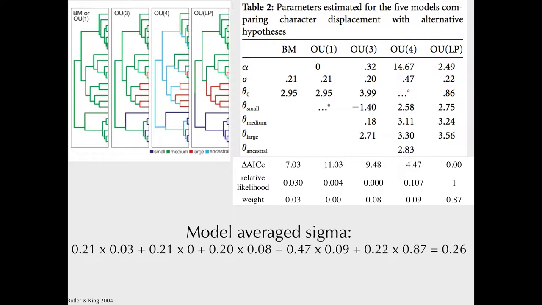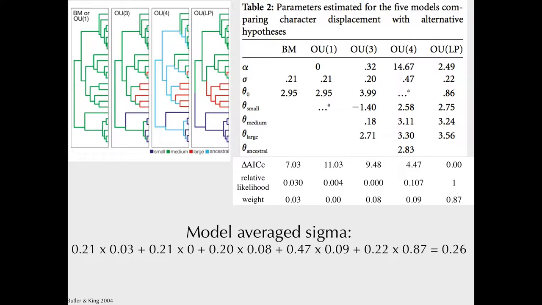Okay. So here I say, okay, so we have to take sigma, right? This row right here. So all the models have a sigma. I want to get the best estimate of sigma, so I want to combine data from multiple models here. This model says sigma is 0.21, and it only has a weighted parameter 3. So it's a weighted average.